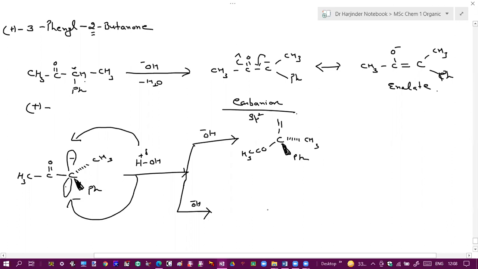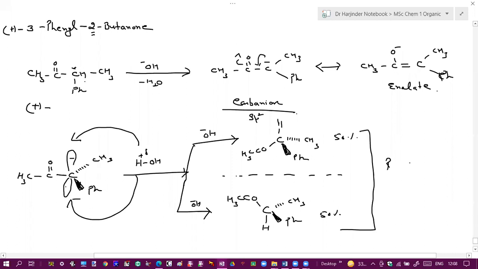And when the attack takes place from below, it will become something like this. Both are mirror images of each other, and both are formed in a 50-50 ratio. So that is your racemic modification. Is it clear?